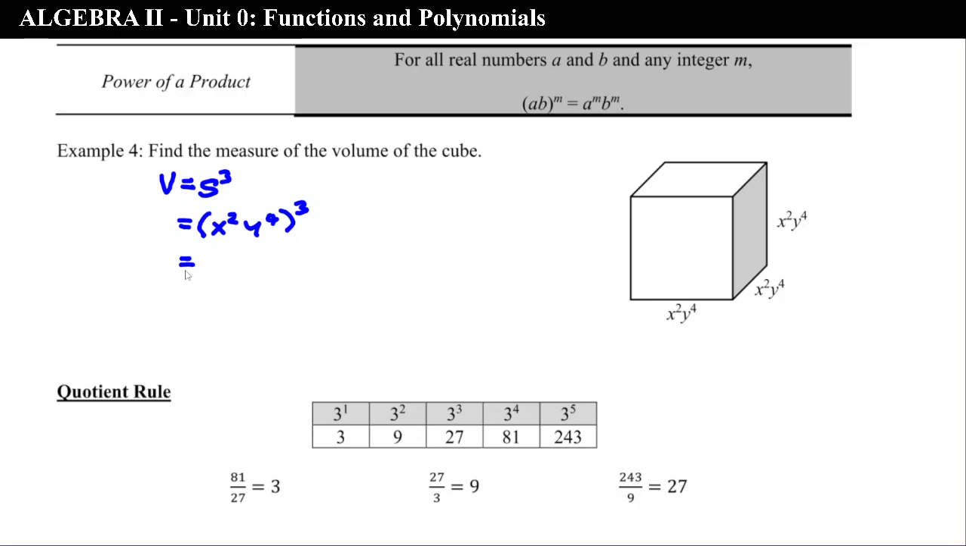If we use our power of a product rule, then we can take each of these individual terms on the inside that are being multiplied together, and we can take each of them individually to the 3rd. So we've got x squared to the 3rd, y to the 4th to the 3rd. Well, now we have another rule we can use. Since we have a power to a power, we can multiply those powers together. And finally, doing that, we get x to the 6th, y to the 12th. And that would be the volume of our cube.